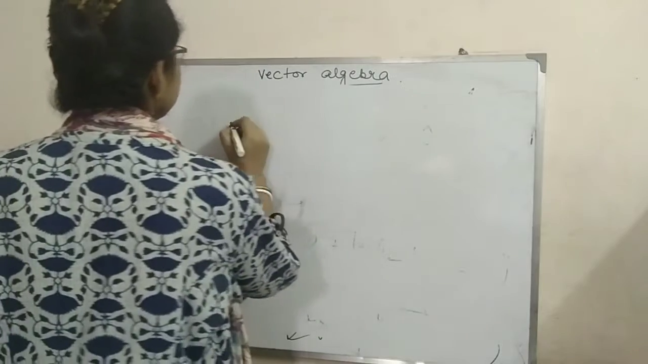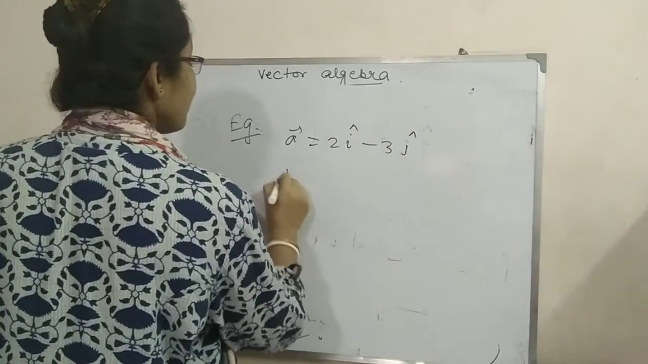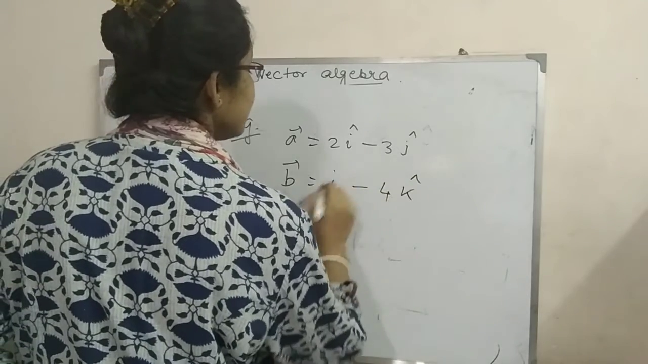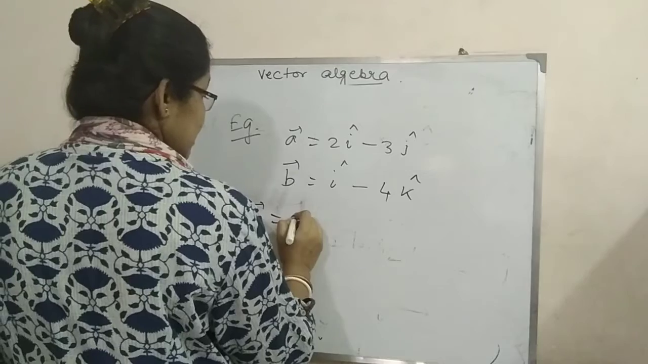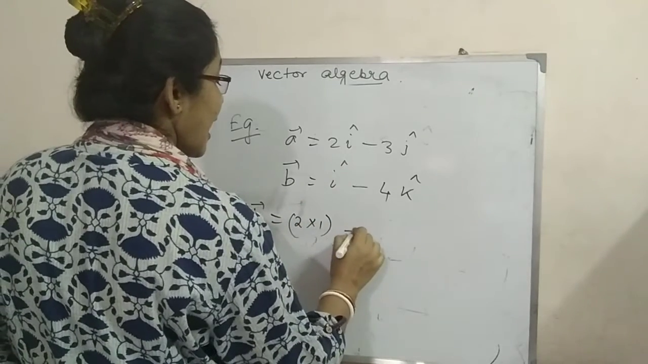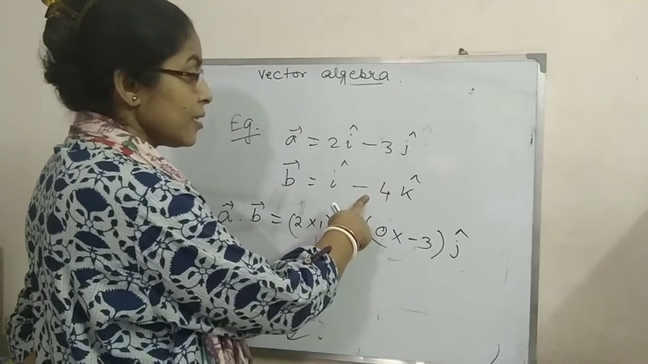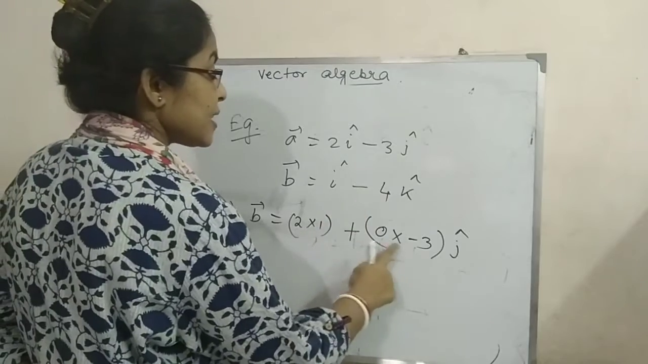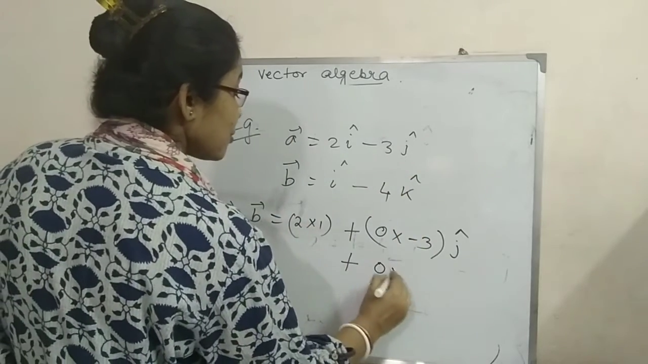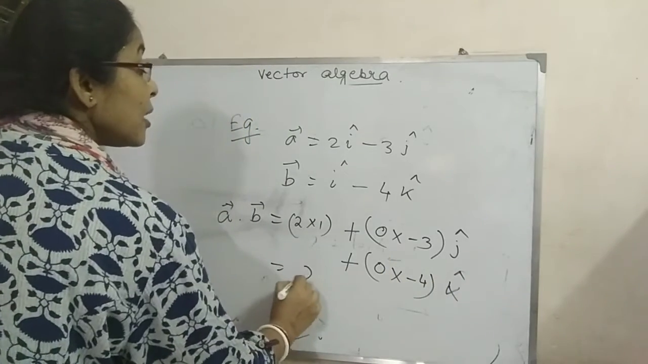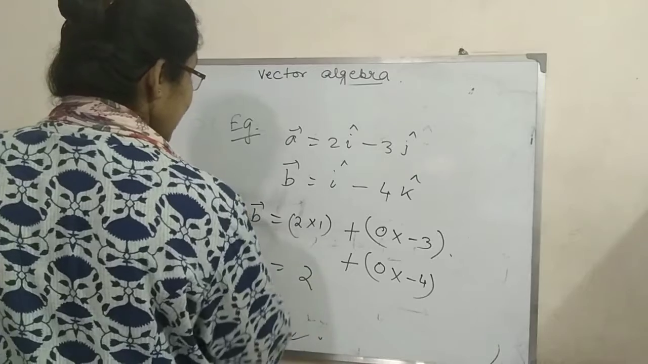Now I will give an example. If vector A equals 2i minus 3j and vector B equals i minus 4k, then A dot B equals 2 into 1, since i dot i equals 1, plus 0 into minus 3, because the j component is not in B, so it is 0, plus 0 into minus 4, because the k component of A is 0. So using a1 a2 plus b1 b2 plus c1 c2, A dot B equals 2.